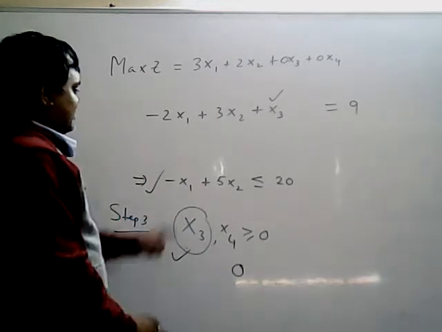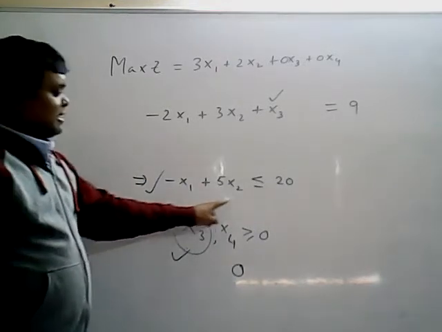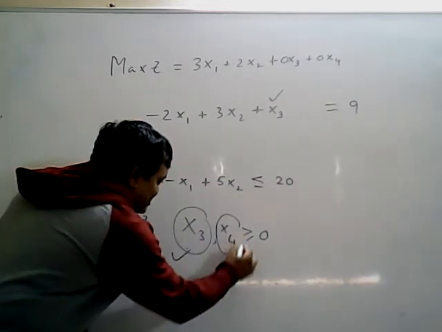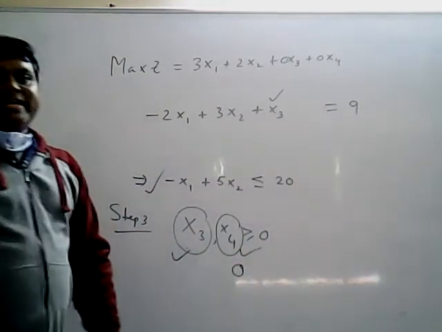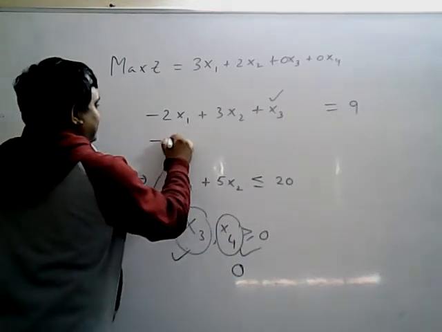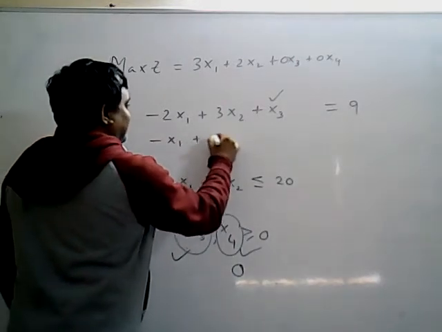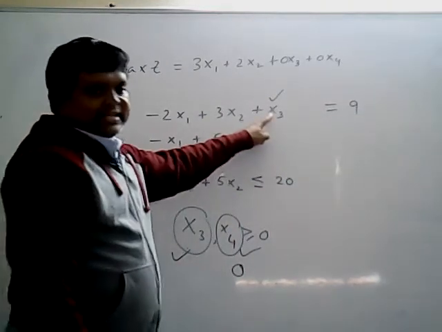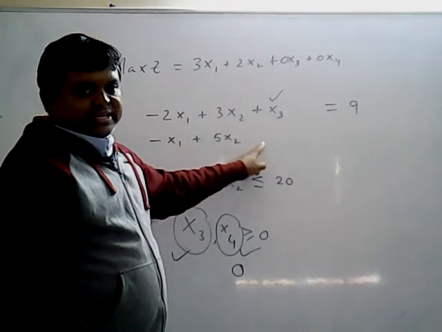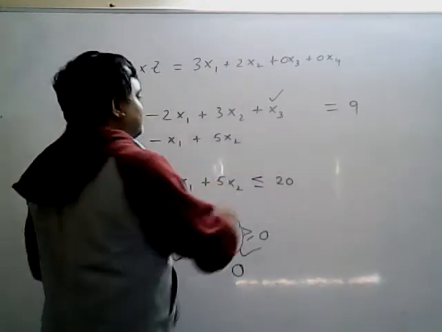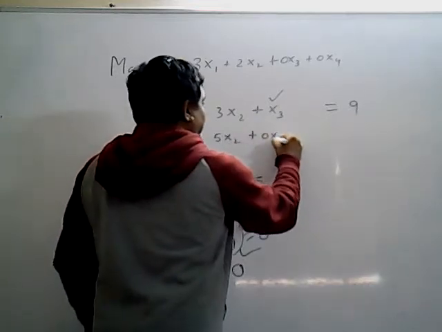Now see the second constraint, which is also less than or equal to. Less than or equal to means the next slack variable is added. What is the next slack variable? x4 is added to the second constraint. So the second constraint is minus x1 plus 5x2. Already x3 is added in the first constraint, so x3 won't be there here, which means 0x3.